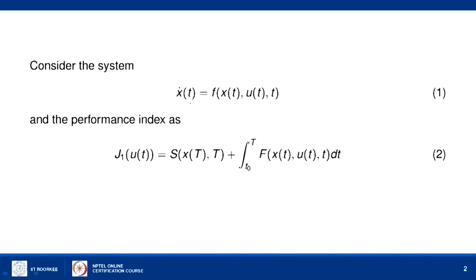So, in the previous lecture we have considered the problem of finding the optimal control for the equation 1, that is dx by dt is a function of x of t, u of t, t. X is the state variable and u is the control variable, and the performance index to be minimized is the function J given by S of x of capital T comma T plus integral from t0 to capital T of capital F of x of t, u of t, t dt, for suitable functions S, F and small f, etc.